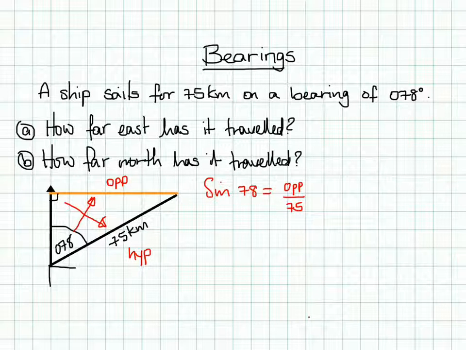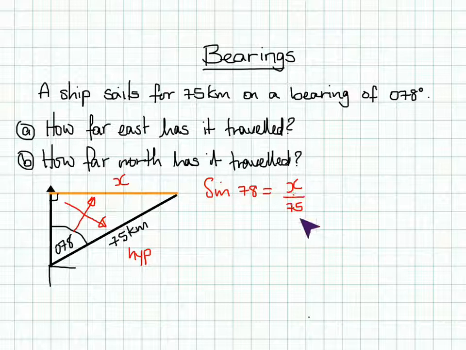Okay, let's go. I need to find the opposite side. Maybe I shouldn't call it the opposite side. Maybe we should just give it a name, shouldn't we? Let's rub that out. So let's call that side x. So we're going to call it x, okay? Opposite over hypotenuse. There we go.